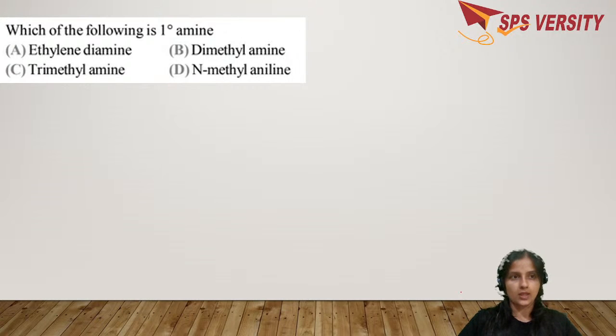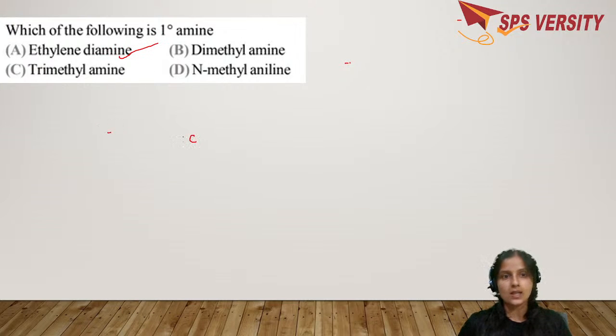How do you proceed from here? So let's start. Which of the following is a primary amine? Whenever you say primary amine, see how you eliminate the wrong answers first. N-methyl aniline: anything with N-substitution cannot be the primary amine. Trimethyl, there are three methyl groups, this cannot be. Dimethyl, there are two methyl groups attached to the nitrogen, this cannot be. Ethylene diamine, this can be the answer.